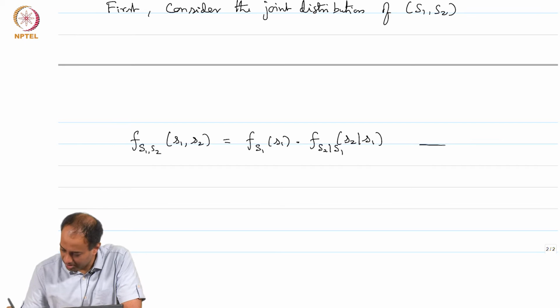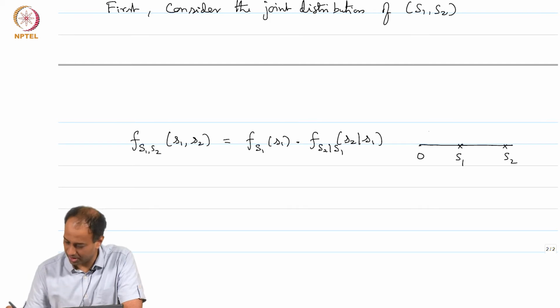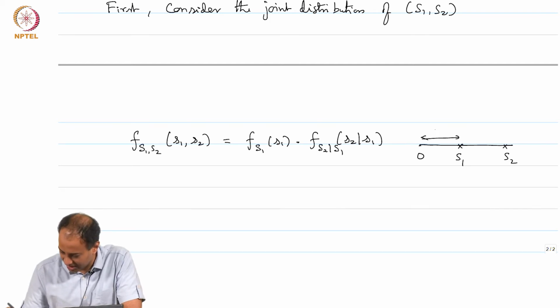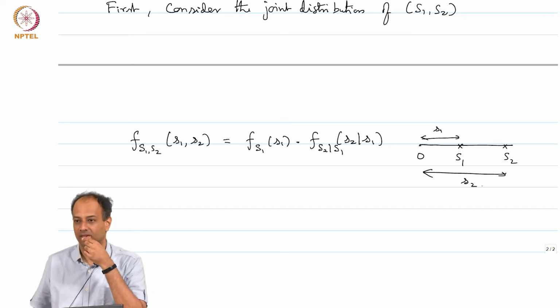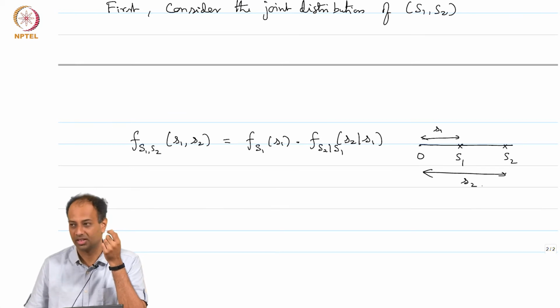So, you are looking at something like this. This is 0, that is S1, that is S2. Given that this is realized as little s1, I want to know the distribution of S2.